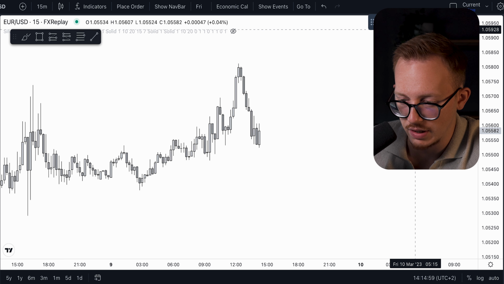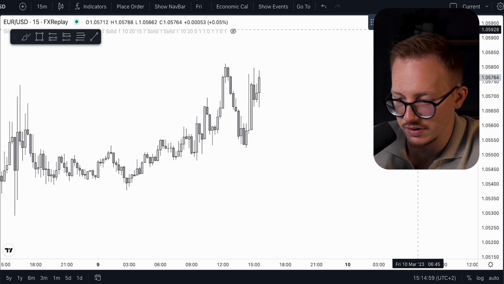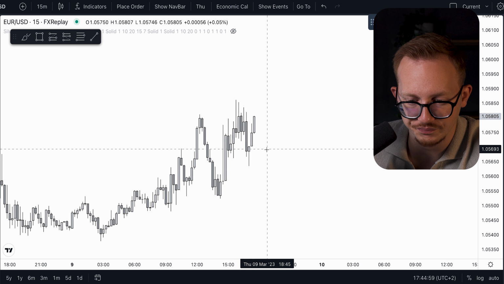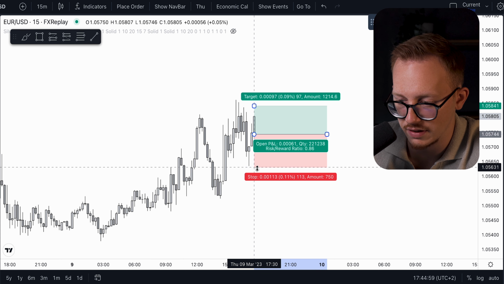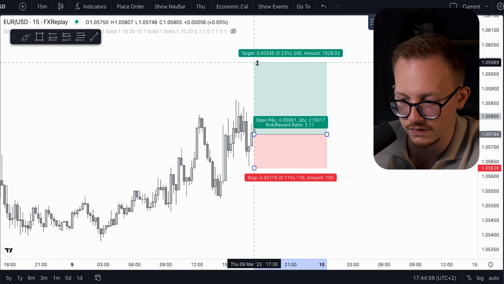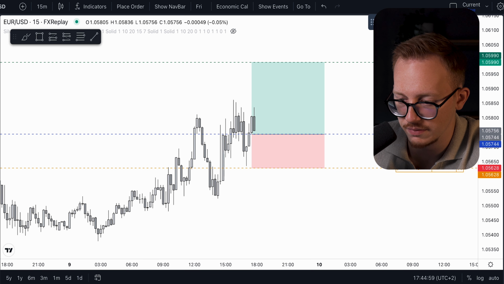We are already there. Okay, we're having a liquidity grab right here. Extensive move higher. We don't have an entry. We do have an entry right now. So let's take our entry right here. Stops underneath there. 1/2 target. Place the order. 1% risk. Let's see. We're entered in.